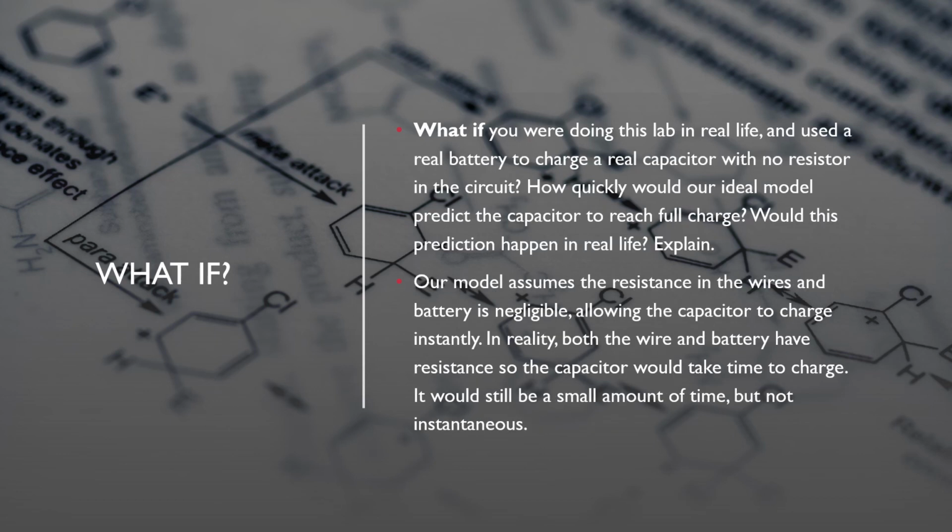What if you're doing this lab in real life and used a real battery to charge the real capacitor with no resistor in the circuit? How quickly would our ideal model predict the capacitor to reach full charge? Would this prediction happen in real life? Explain. Our model assumes that the resistance in the wire and battery are negligible, allowing the charge to flow instantly. That would be the case if we were to simulate this in our software. It would instantly charge. But in reality, both the wire and battery have resistance. So if we were to do this in real life, the capacitor would take some time to charge. It would not be a huge amount of time. It would be pretty small, but it would not be instantaneous as simulated.